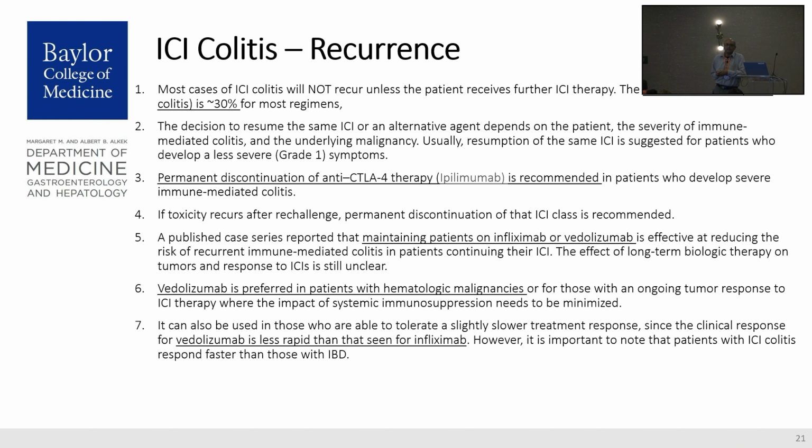And should we restart the ICI? If the grade of the symptoms is more than 3, then probably the same ICI should not be started. So it's probably one question they might ask.